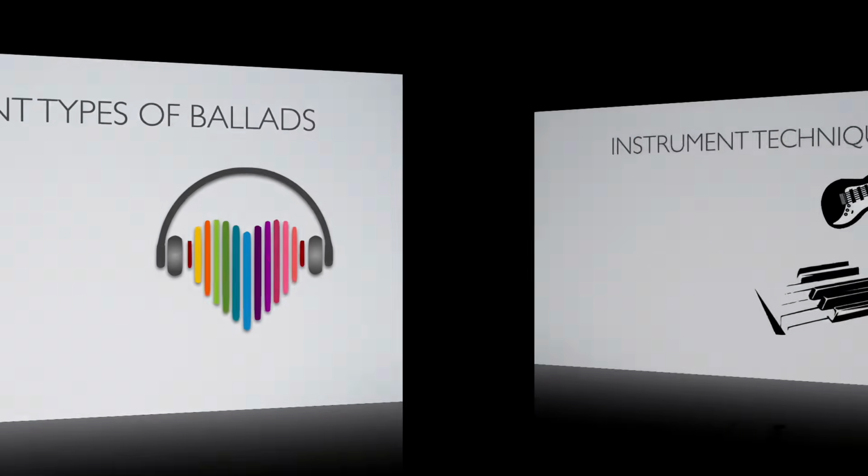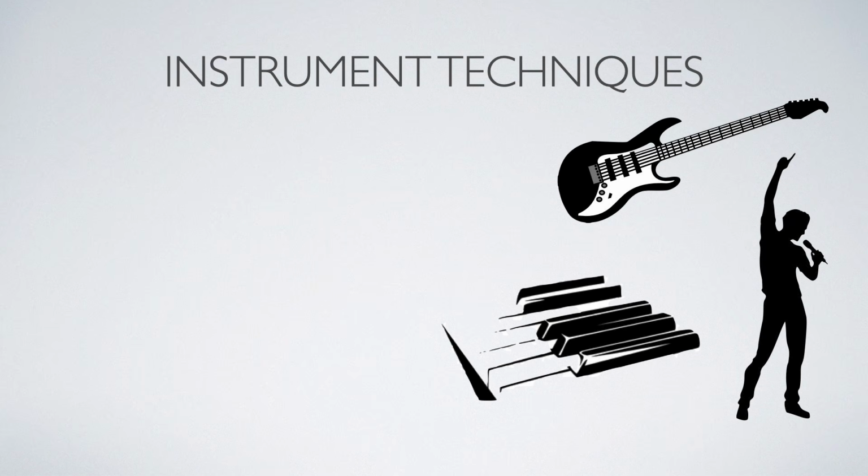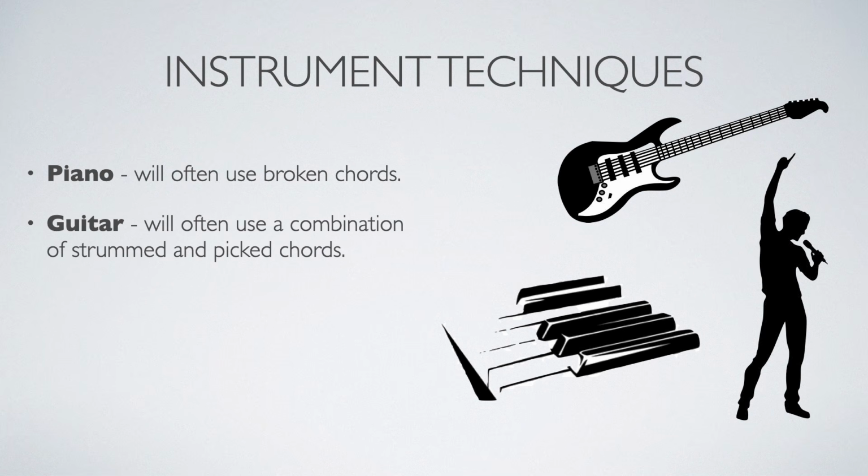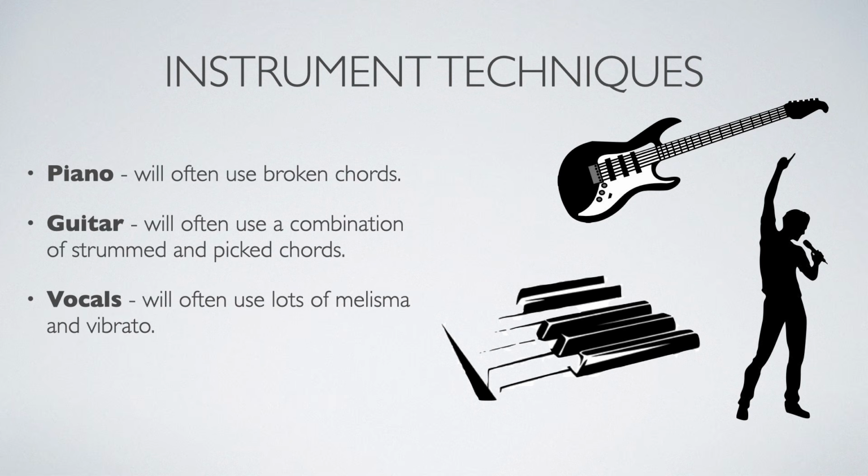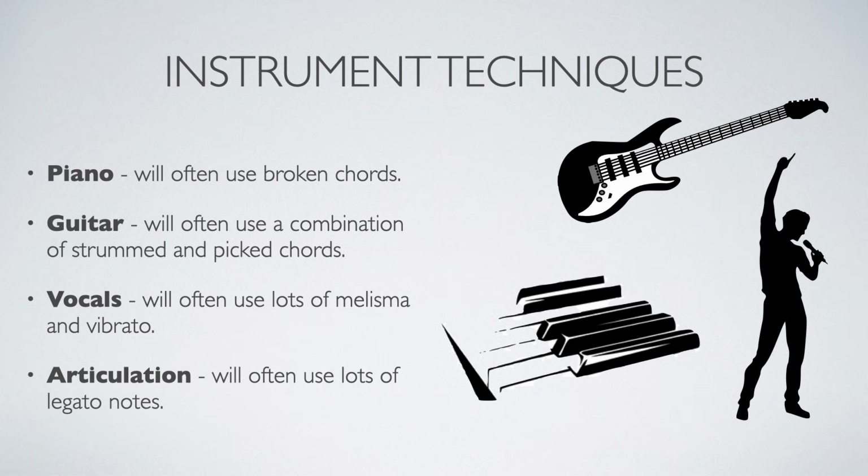So now let's have a quick look at some of the instrument techniques we'd expect to hear in a pop ballad. If a pop ballad has a piano, it will often use broken chords. If it has a guitar, it will often use a combination of strummed and picked chords. Vocals will often use lots of melisma and vibrato, and the articulation used will often be legato. Now, I did do a video on what these techniques look and sound like.